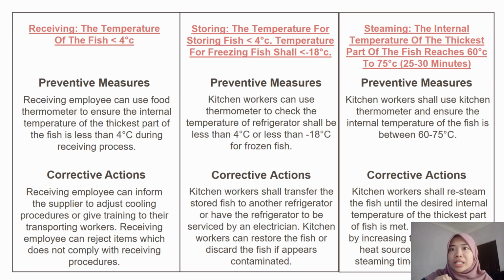The critical limit is the fish shall be stored at a temperature less than 4 degrees Celsius or frozen at a temperature of less than negative 18 degrees Celsius. The kitchen workers can ensure the temperature is met by using a thermometer to ensure the storing of fish meets the critical limits. If the temperature is not met, the kitchen workers can transfer the fish to another refrigerator or discard the fish if there is any possibility of biological hazards.